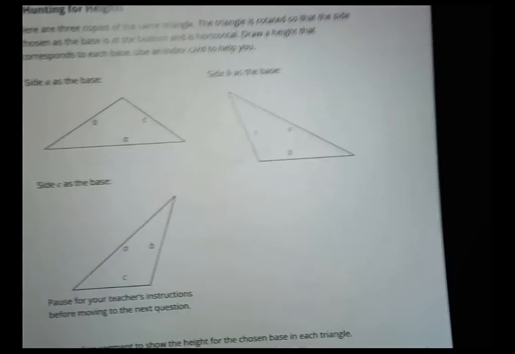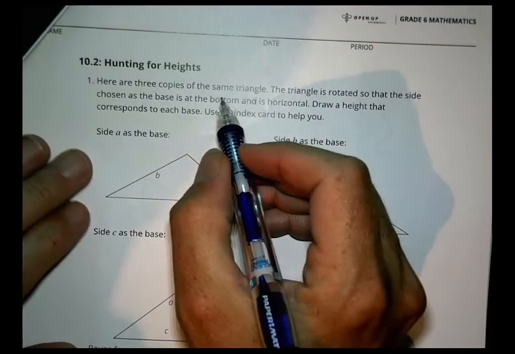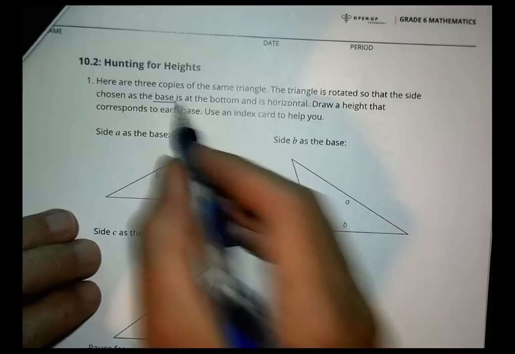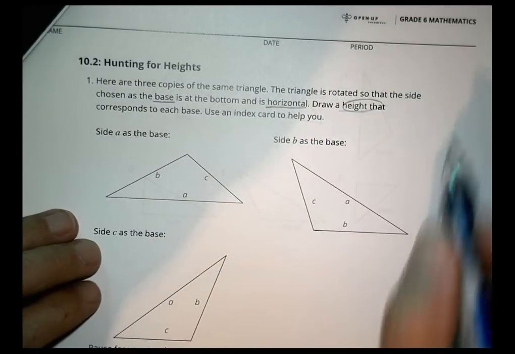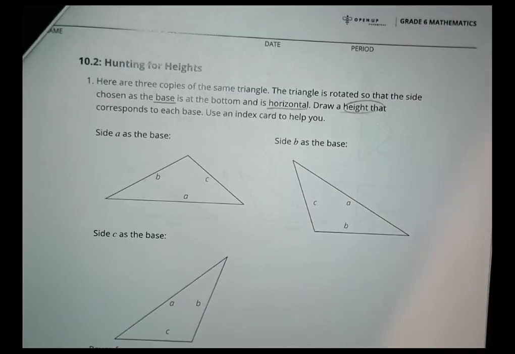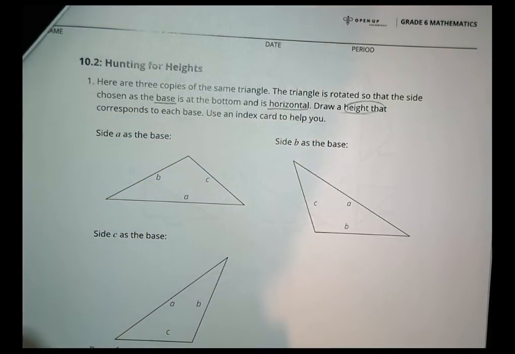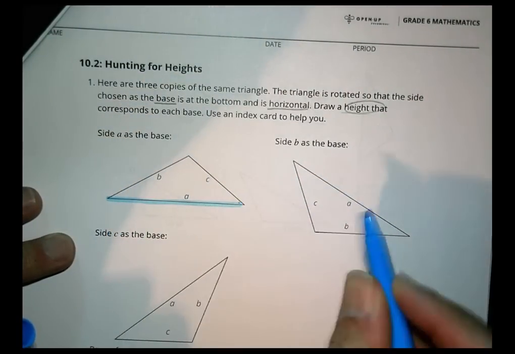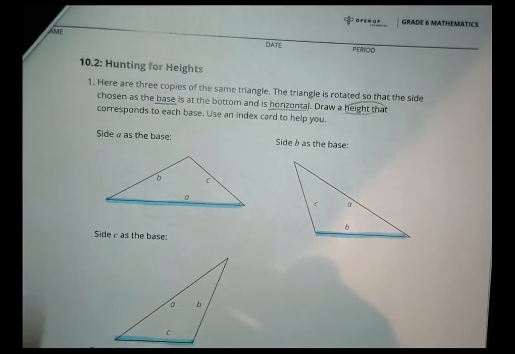Let's look at the next activity. The next one is called Hunting for Heights, and it says here are 3 copies of the same triangle. The triangle is rotated so the side chosen as the base is at the bottom and is horizontal. Draw a height that corresponds to each base. Okay, so what we're saying is we have the base here, and each of these are going to be a base. I'll make the base blue. Alright, so there's my base on this one. Here's B as the base there, and here's C as the base here.